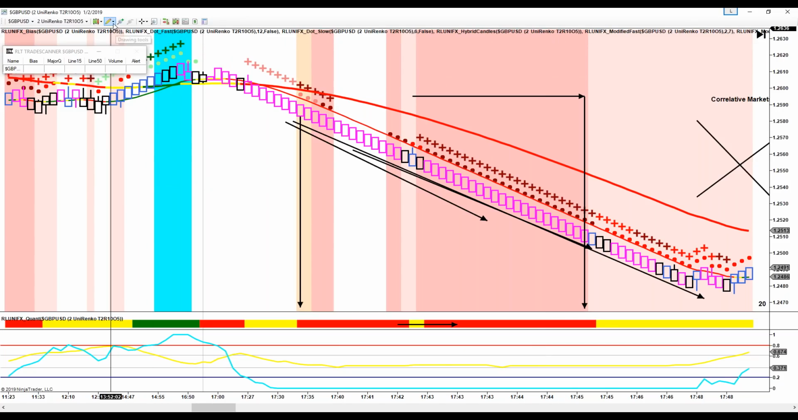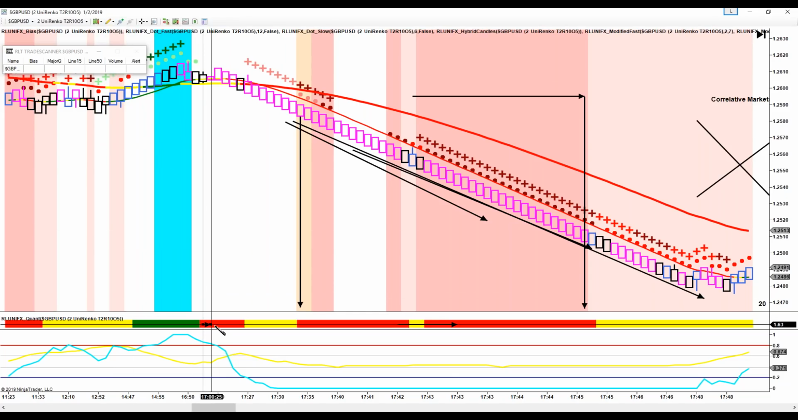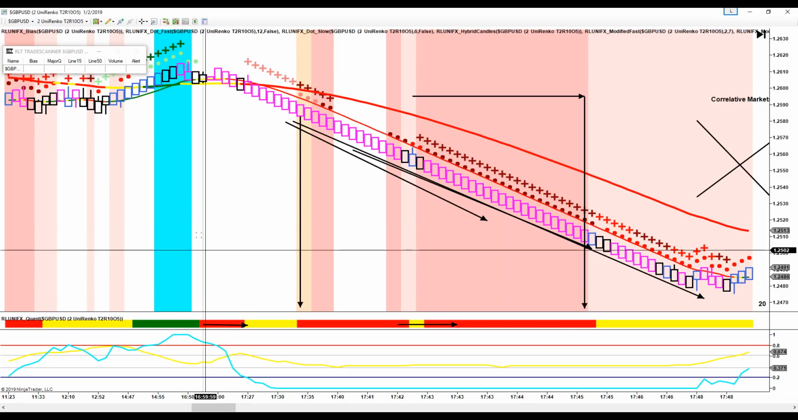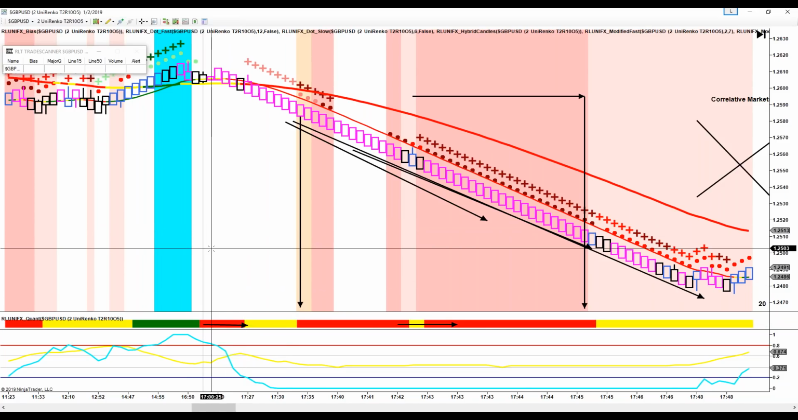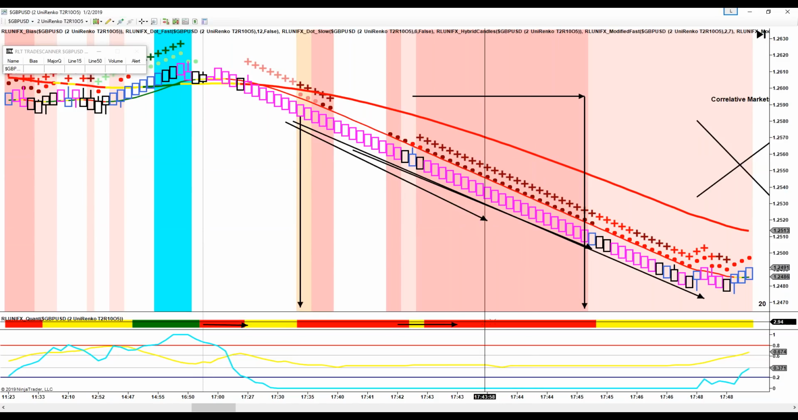Now, it's not 100%. As you can see right here, we had a brief alignment and no background, so there's no trade here. You need both. You want background and you want the correlative markets, which are tracking the direction of money flow.